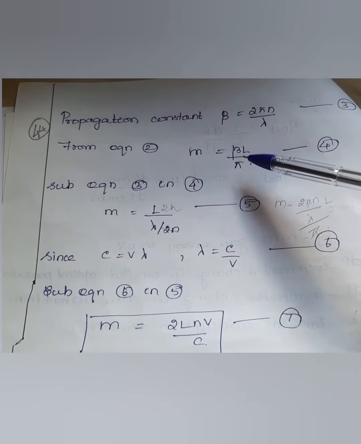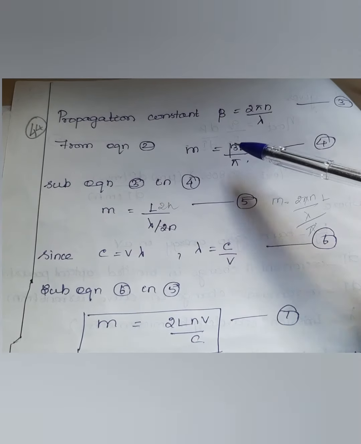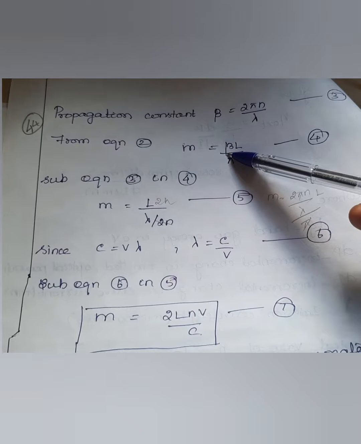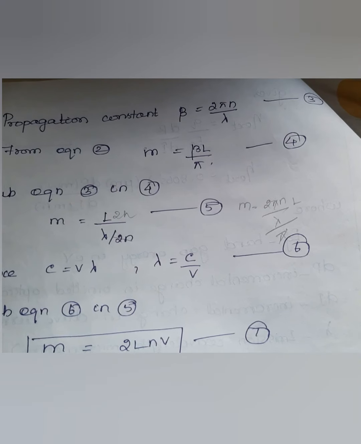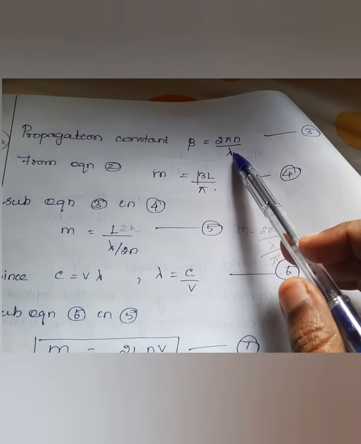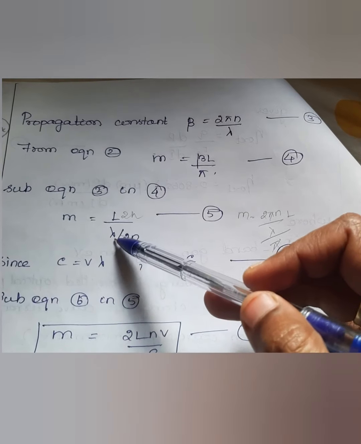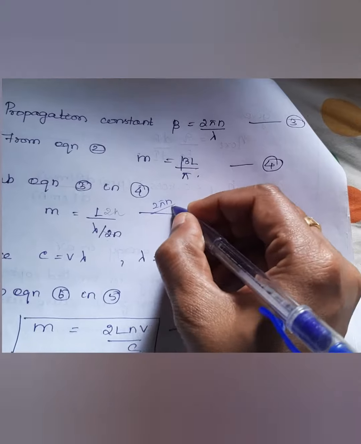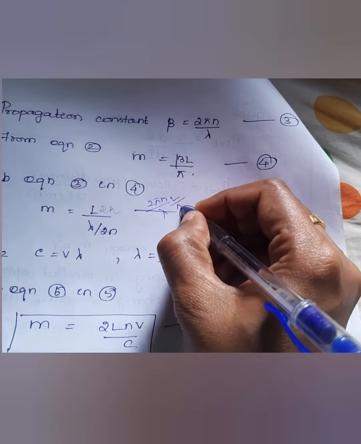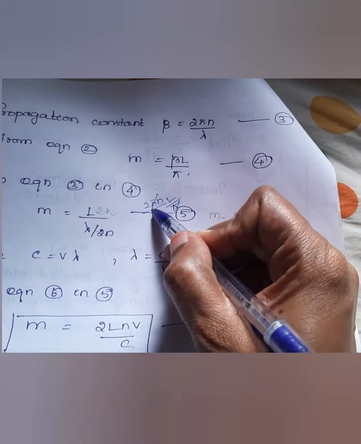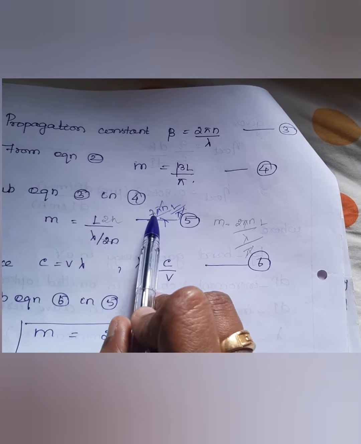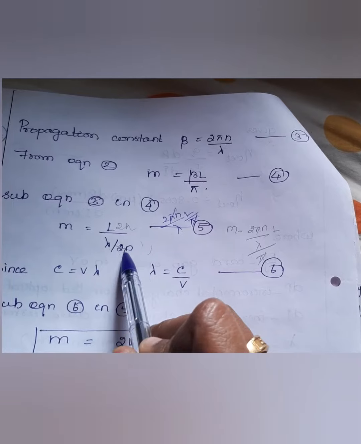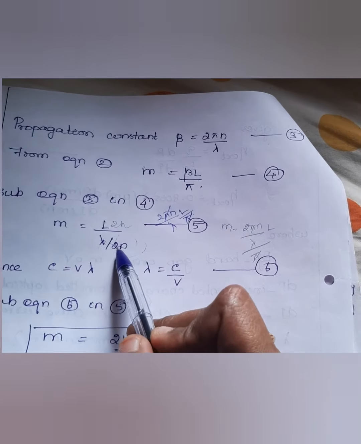Okay, so from this, substitute beta is equal to 2 pi n by lambda. So m equals 2 pi n by lambda times L by pi. Okay, so now this pi gets cancelled and you will get L times 2n by lambda. So take this 2n to the denominator value. Okay, so lambda by 2n.